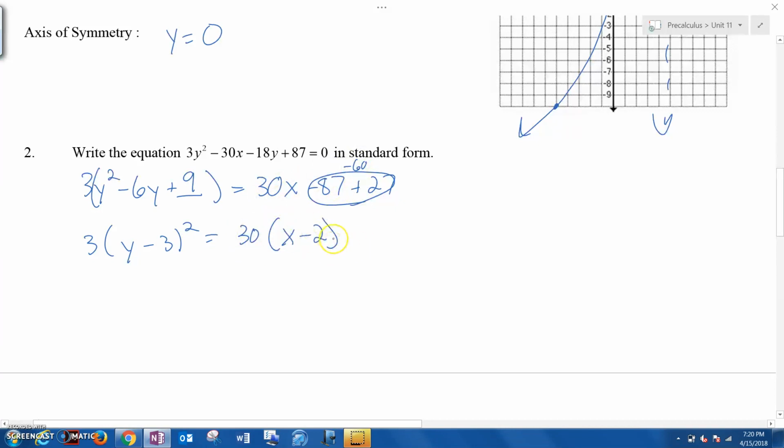So this is almost the general form. But remember, you can't have a number in front of the y for the general form for a parabola, so I'm going to divide both sides by 3, which really just gets rid of this and turns that into a 10.